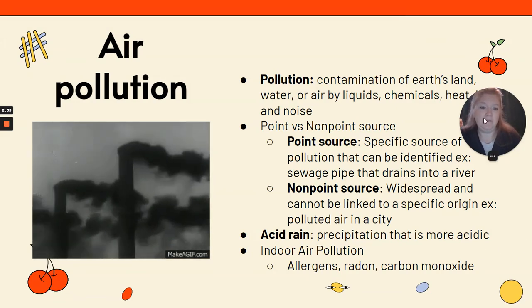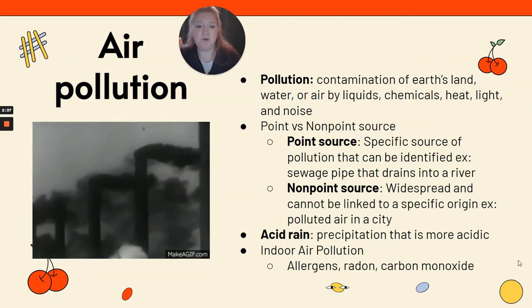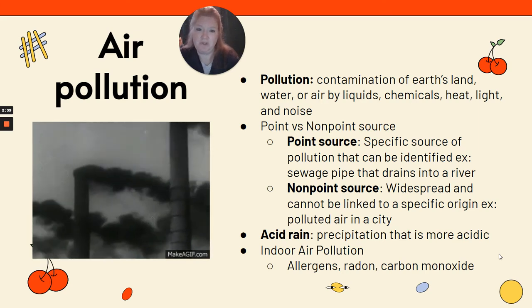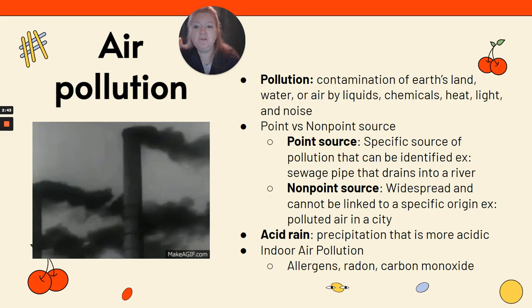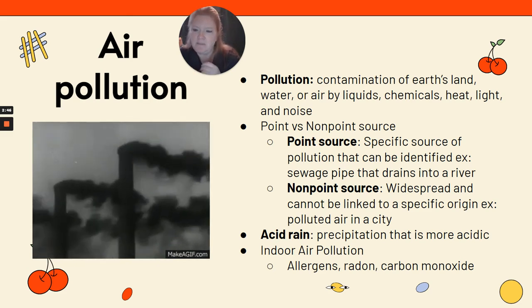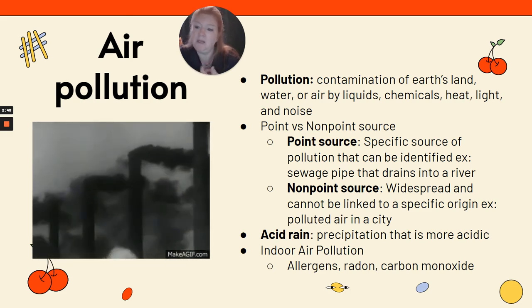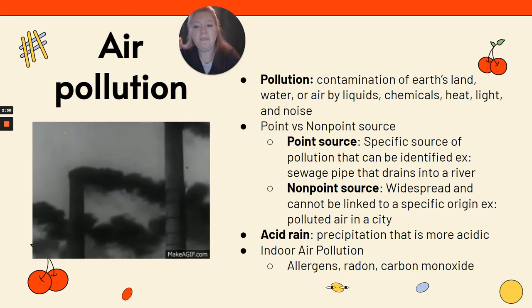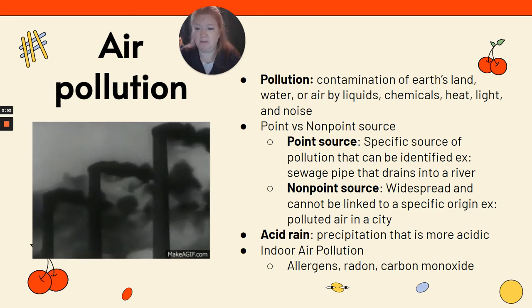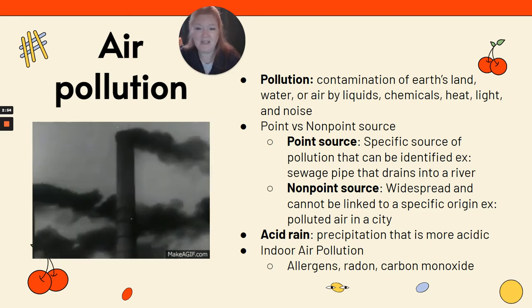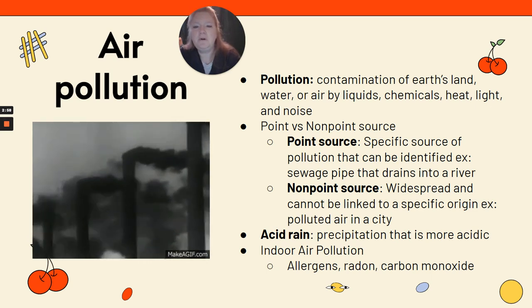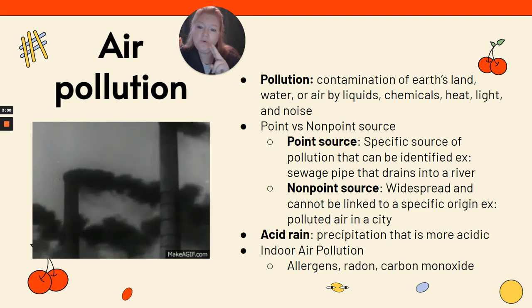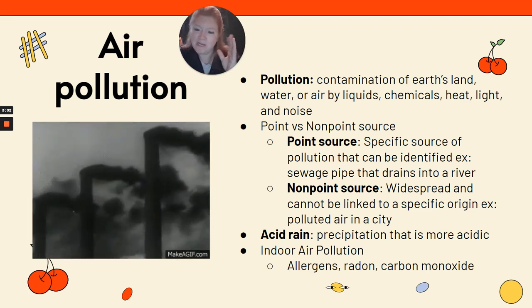Now there are a lot of types of pollution. The one we're going to look at is air pollution, which is contamination of the air. Pollution as a general term is contamination of the earth. It could be land, water, or air. And the pollution could be liquids, chemicals, heat, light, noise. Noise is considered pollution.